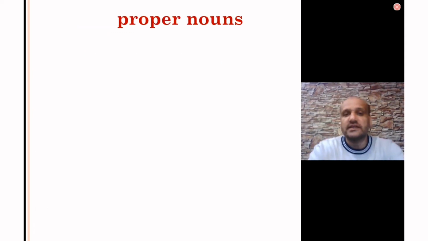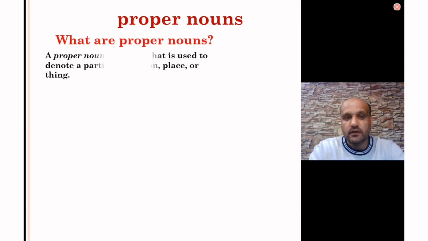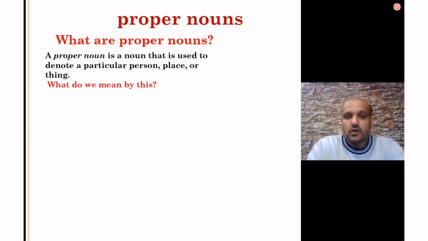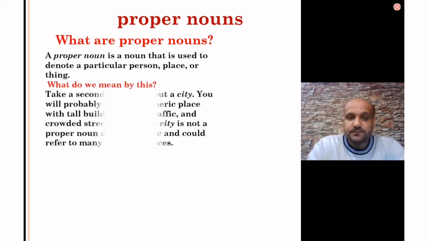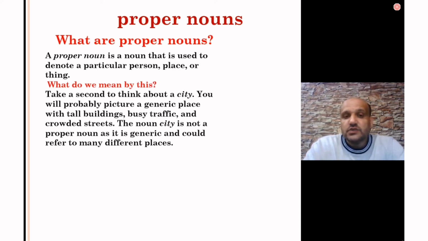So, what are proper nouns? A proper noun is a noun that is used to denote a particular person, place, or thing. So when you talk about a specific person, specific place, or a specific thing, that means it's a proper noun. What do we mean by this? Take a second to think about a city, the word city.